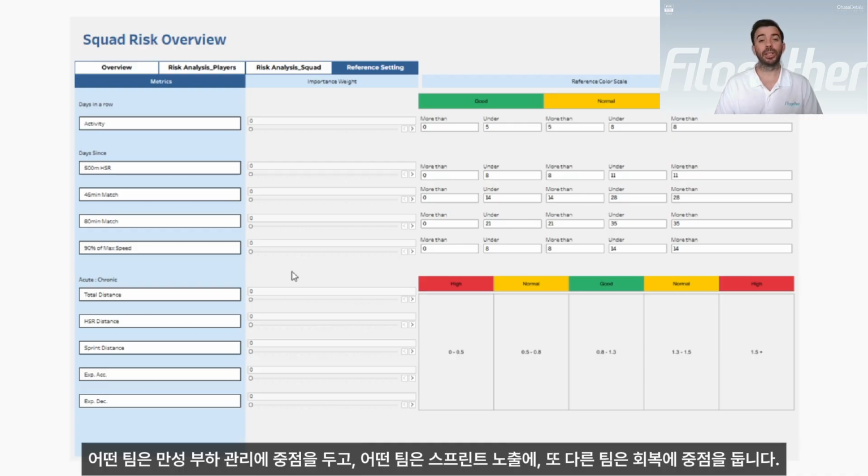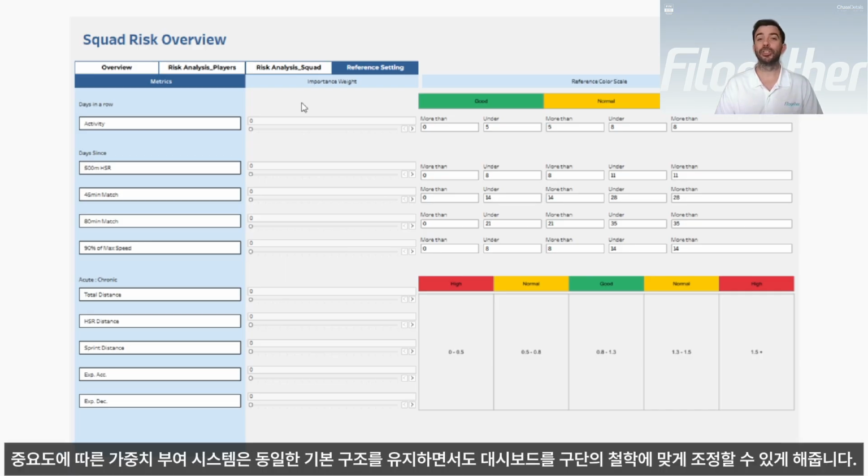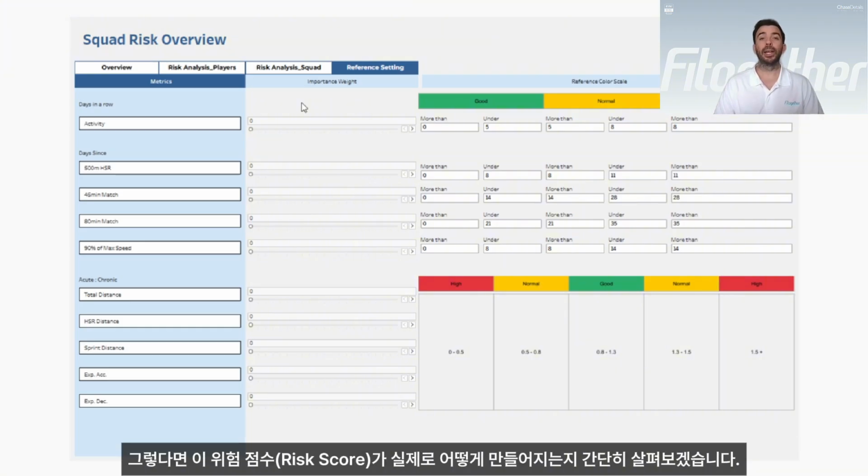Some focus on chronic load management, some on sprint exposure, others on recovery. The importance weighting system lets you align the dashboard to your club's philosophy while still keeping the same underlying structure. So let's quickly break down how that risk score is actually created.